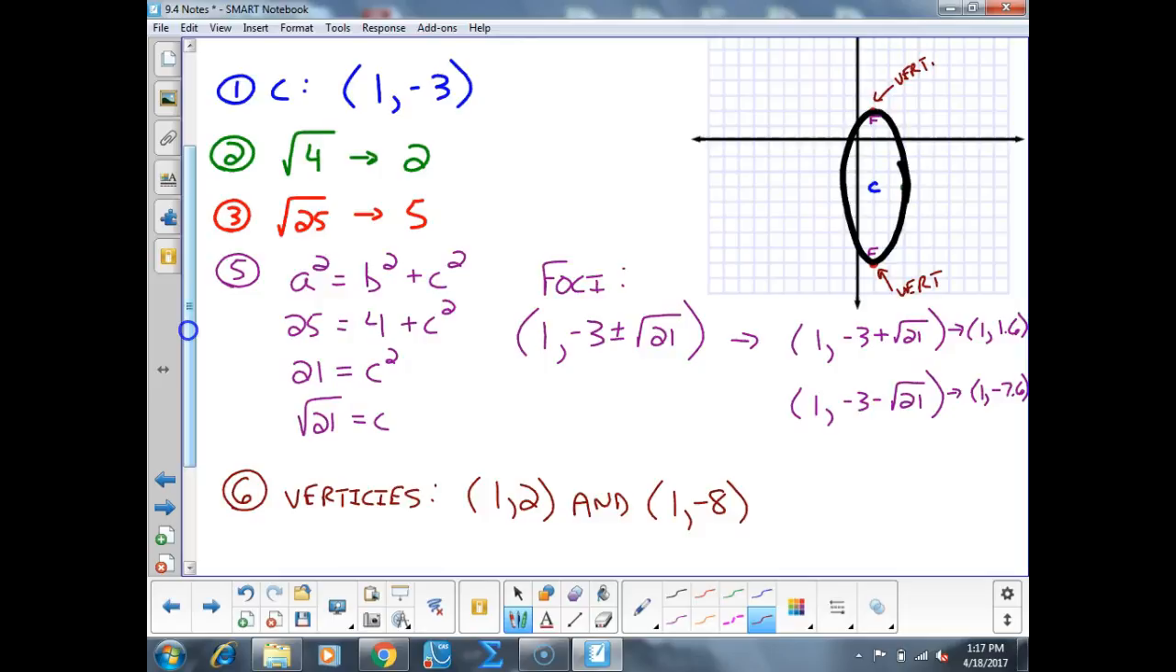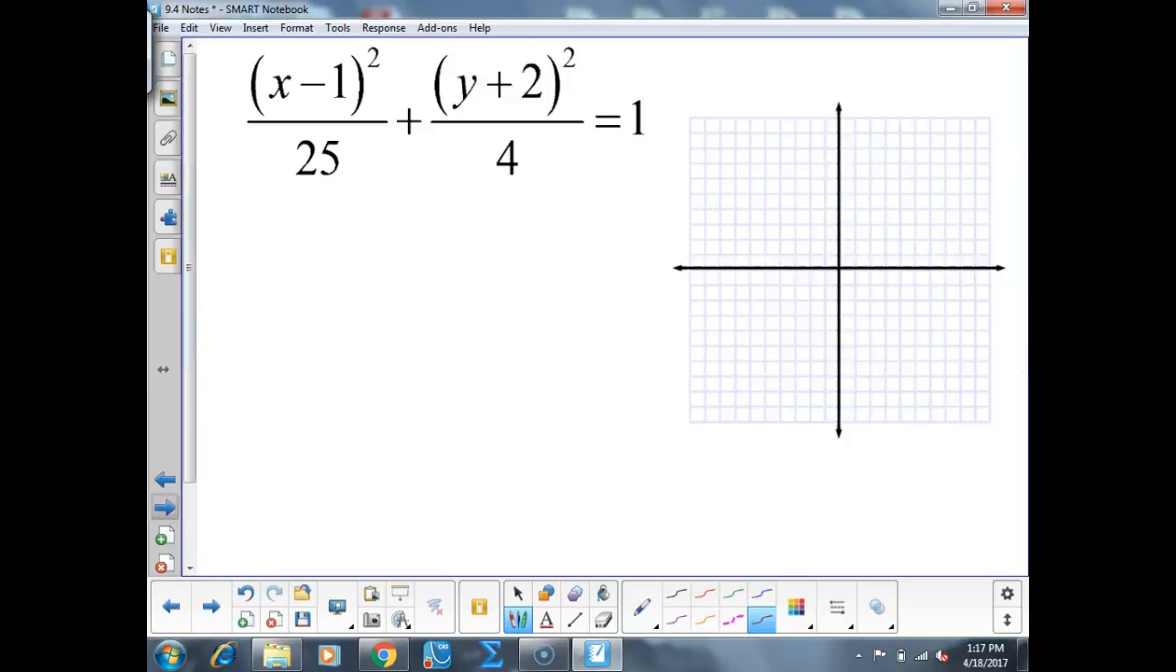Ready to try one on your own? Do it to it, man. Center. 1, comma, -2.